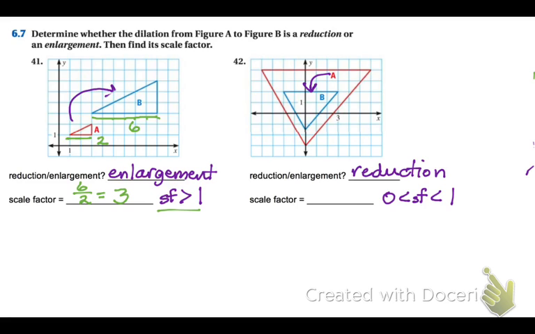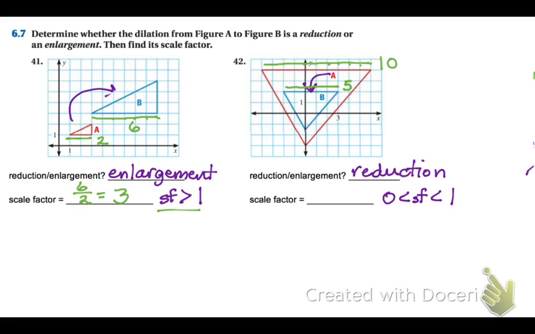So over in number 42, we're going to look for the same thing. We don't want to use any of these diagonal lines. We want to use these nice straight lines that are on an axis. So the smaller one is equal to 1, 2, 3, 4, 5. And this one is equal to 1, 2, 3, 4, 5, 6, 7, 8, 9, 10.